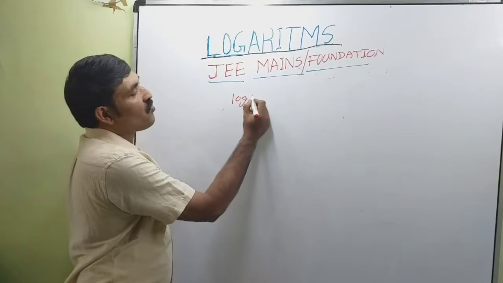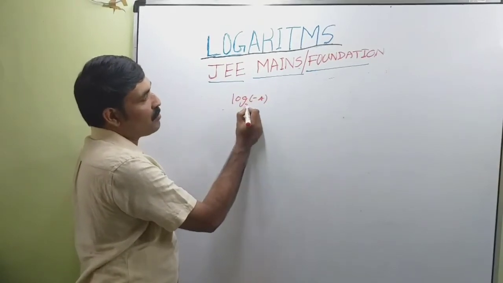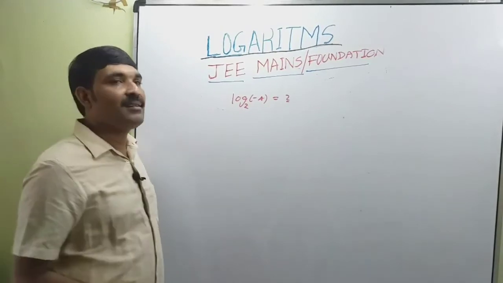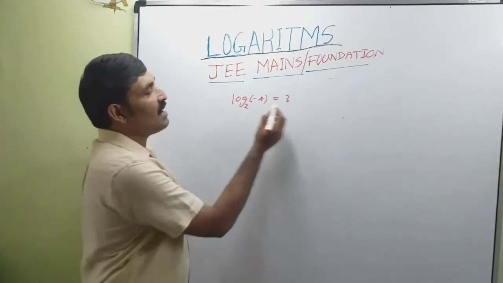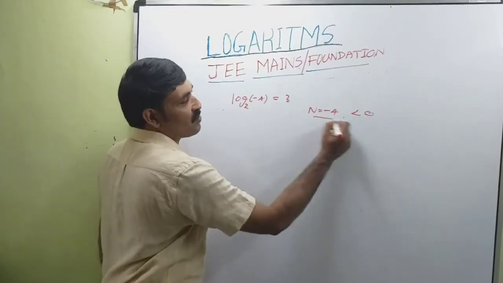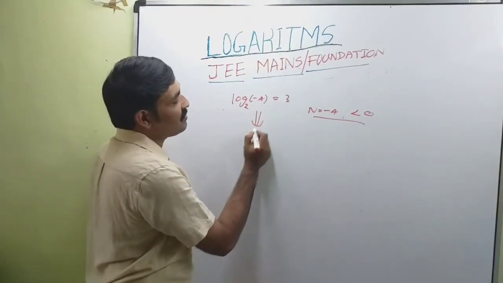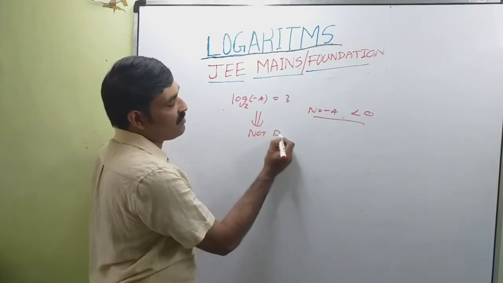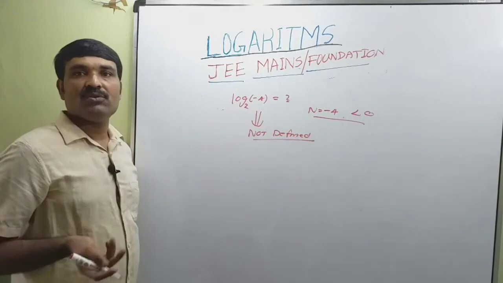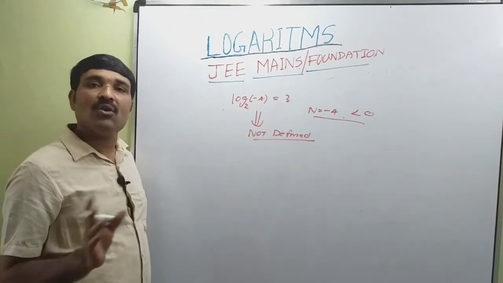Log of minus 4 to the base 2 is equal to question. What is the answer for this question? Here n is minus 4, that is less than 0. This indicates this is not defined. Okay. So the logarithm of a negative real number is not defined.